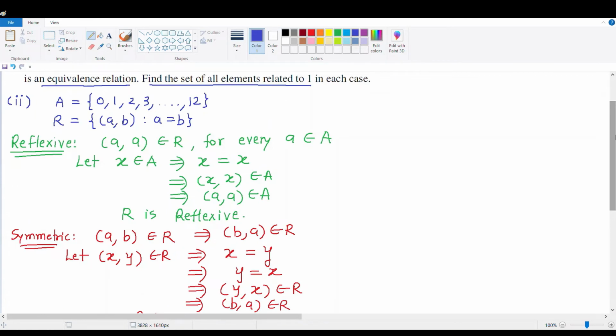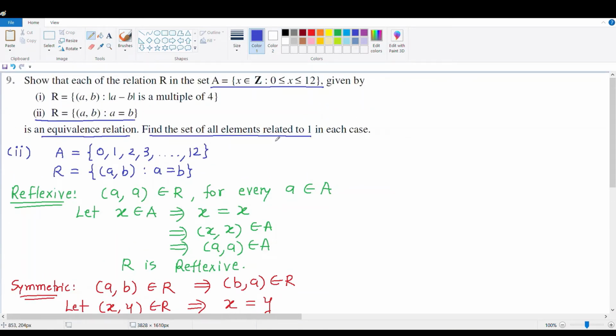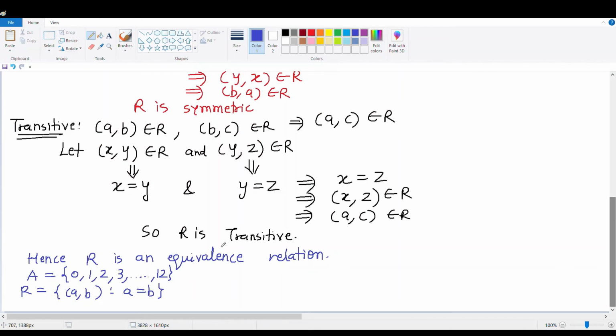When you are asked to find the set of all elements related to 1, that means you are asked to find the equivalence class of 1. So the elements related to 1 are going to be this. What did I say in that earlier question? Wherever you see b, you are going to plug in 1. So I am just rewriting this, but wherever I see b, I am going to write 1. So (a, 1) where a is equal to 1.